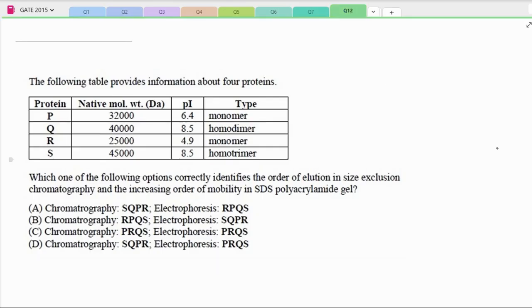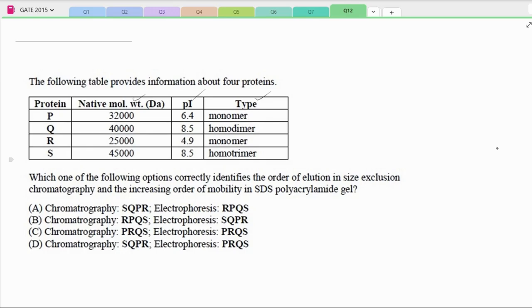So here, the following table provides information about 4 proteins. So here you have the native molecular weight in Daltons and also the isoelectric point, which is actually not needed, and then the type. So which one of the following options correctly identifies the order of elution in size exclusion chromatography and the increasing order of mobility in SDS polyacrylamide gel?